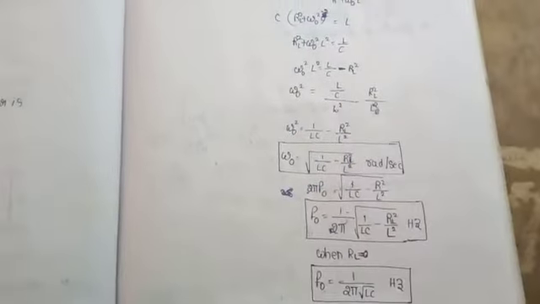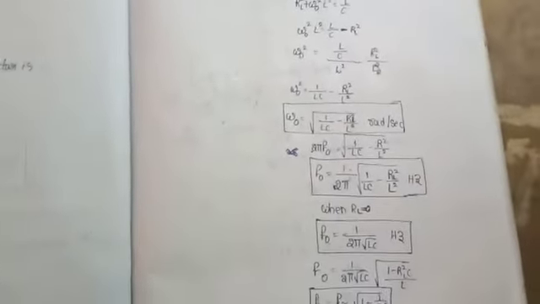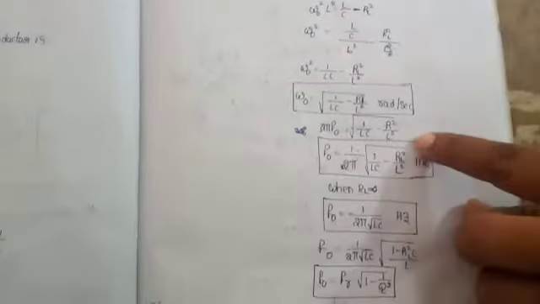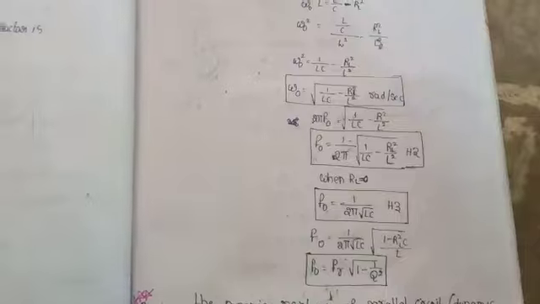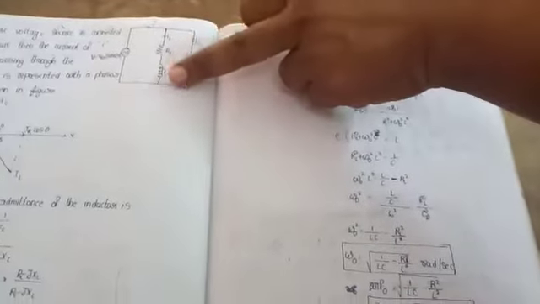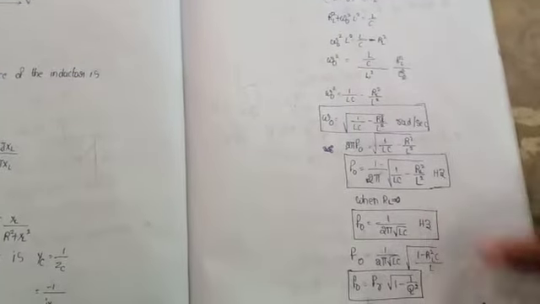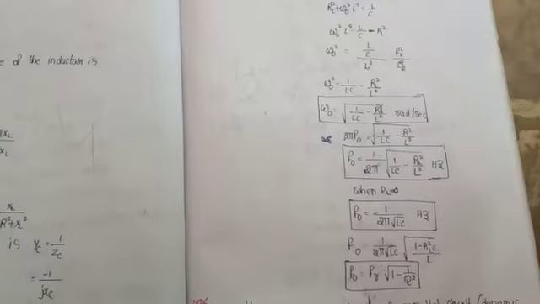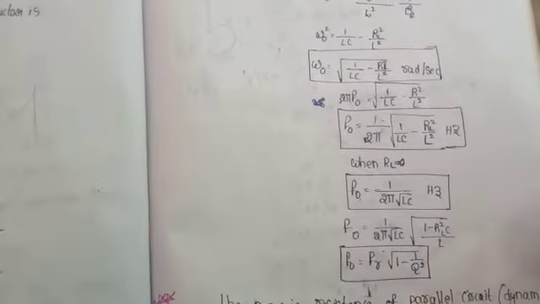Put omega naught equal to 2 pi F naught. So F naught, the resonant frequency of the tank circuit, equals 1 by 2 pi square root of 1 by LC minus RL square by L square. Suppose the inductor has no series resistance, then the equation is F naught equal to 1 by 2 pi root LC. Now the relation between the parallel resonant frequency and the quality factor is F naught equal to FR square root of 1 minus 1 by Q square. So this is the resonant frequency for the tank circuit.